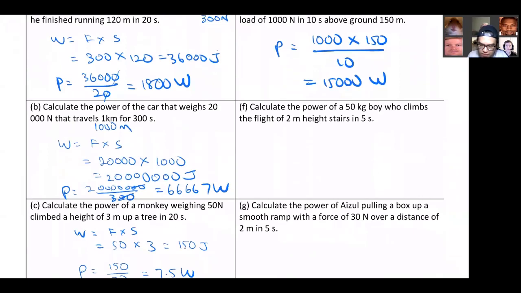And then F, calculate the power of a 50 kg boy. So this is 500 Newton. Who climbs a flight of stairs 2 meters high in 5 seconds. So power equals 500 times 2 divided by 5. So you get 200 watt.